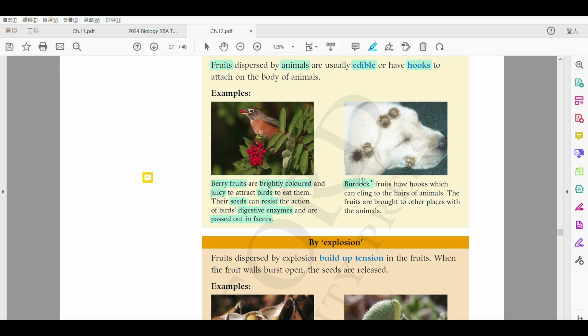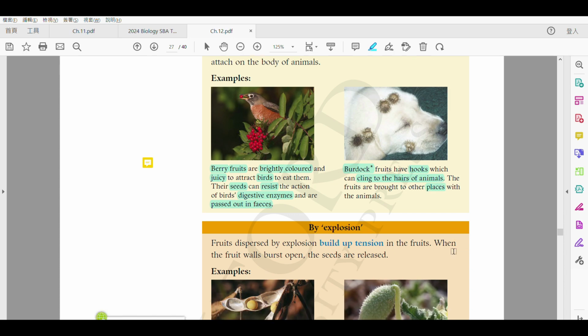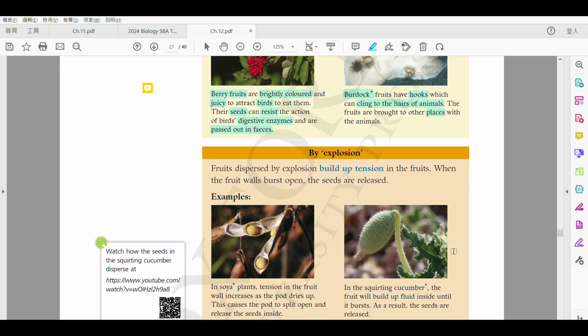And another one is burdock. Burdock is 牛蒡, burdock. So they have hooks. OK? They can cling to the hair of animals. Cling to means 勾住. They can cling to the hair of the animals, and they can be brought to places far away.